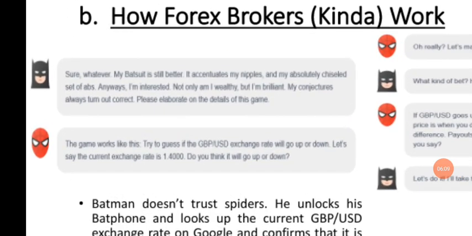Sure, whatever. My bat suit is still better. It accentuates my nipples and my absolutely chiseled set of abs. Anyways, I'm interested. Not only am I wealthy, I'm also brilliant. My calculations always turn out correct. Please elaborate on the details of this game.